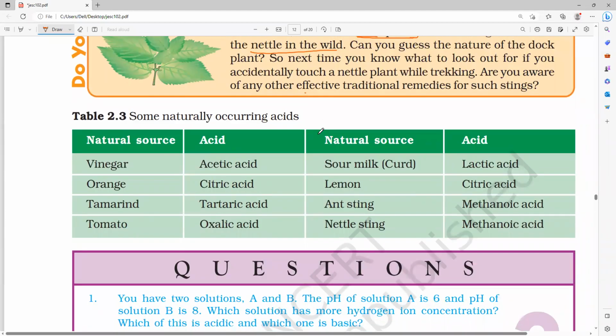Now, they are giving a table of some naturally occurring acids. Vinegar contains what acid? Acetic acid. Orange contains citric acid. Tamarind contains tartaric acid. Tomato contains oxalic acid. Sour milk or curd contains lactic acid. Lemon, citric acid. Ant sting contains methanoic acid. And the last one, nettle sting also contains methanoic acid. That is what you have to remember.